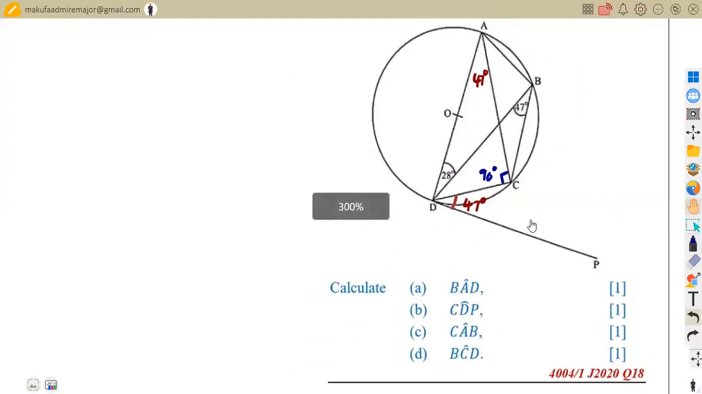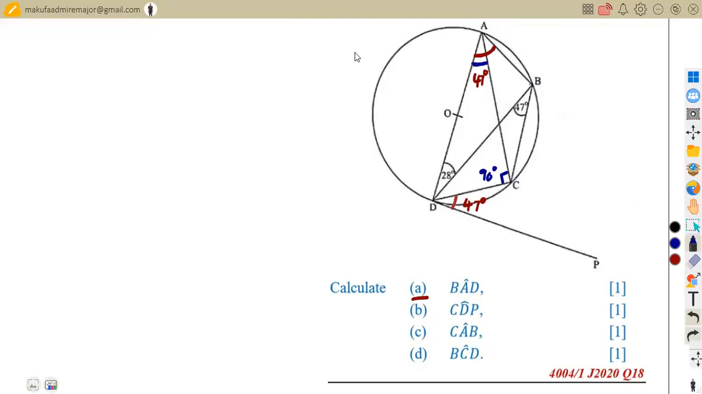So the first part of our question was to calculate the angle BAD. That's B to A to D, the whole of this angle here. Take note, the 47 is not for BAD. The 47 is for DAC, this angle here. This is the one we are indicating as 47. Now they want us to calculate BAD, the whole of this angle here. That is the one that we are supposed to calculate.